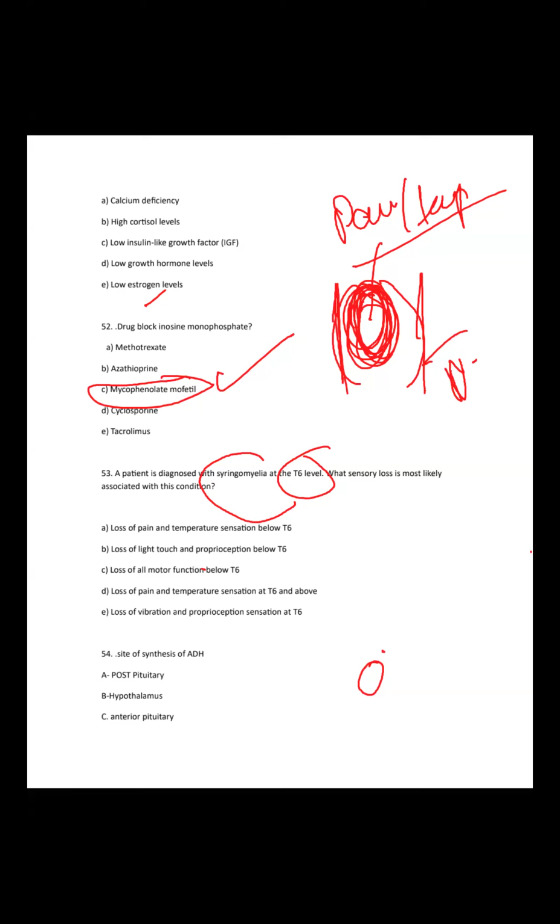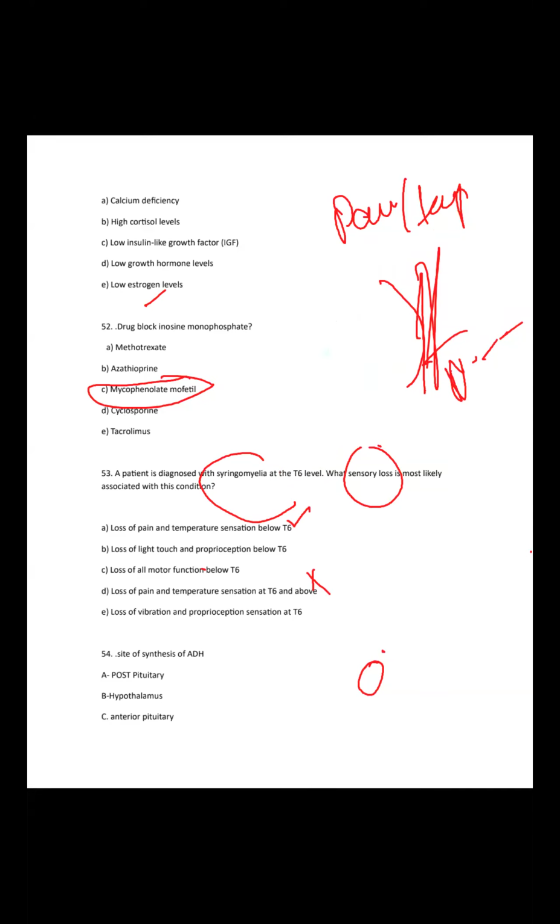Laterally, your vibration and posterior columns are there. So what sensory loss is most likely to be associated with it? It would be loss of pain and temperature, because they specifically ask about the sensory. So we talk only about the sensory: loss of pain and temperature below T6. Okay, so everything below is going to be involved, not the above. In the center, pain and temperature, and laterally you have vibration, proprioception and light touch.